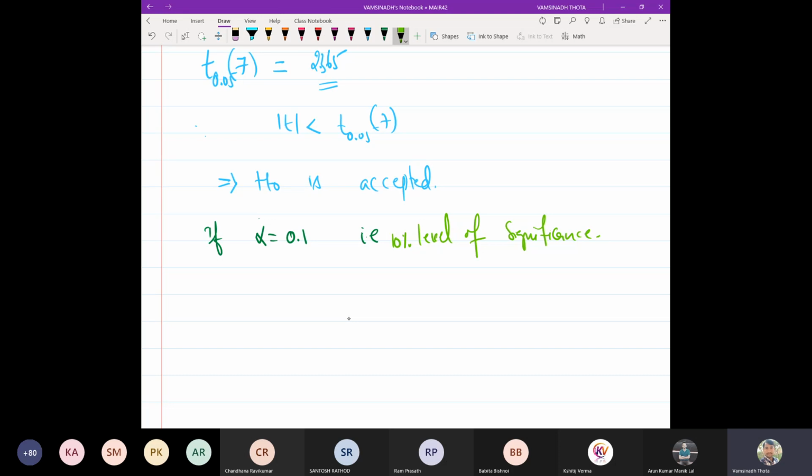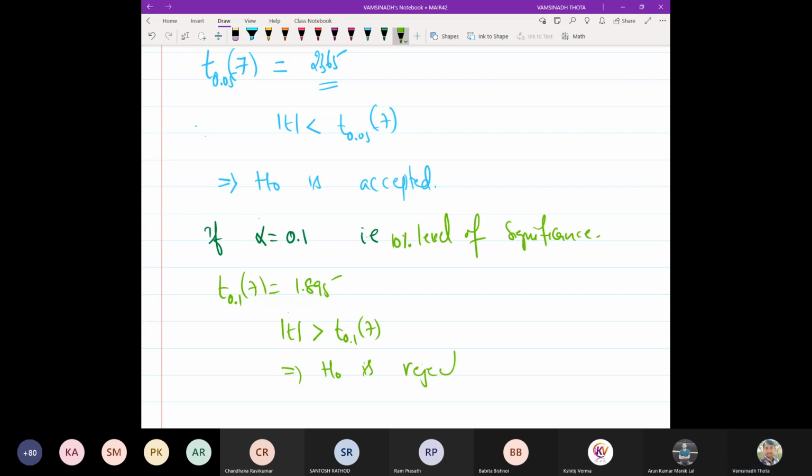Nothing will change. The only thing is that we need to find out the table value. So what is the table value? 0.1, 7 degrees of freedom. If you look at the table value for this one, what will you get? 1.895, right? Now for this one, the modulus of T is bigger than the table value here, implies H naught is rejected.